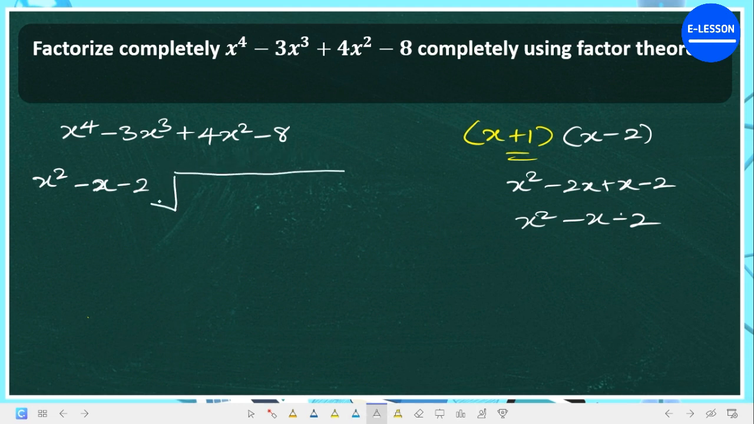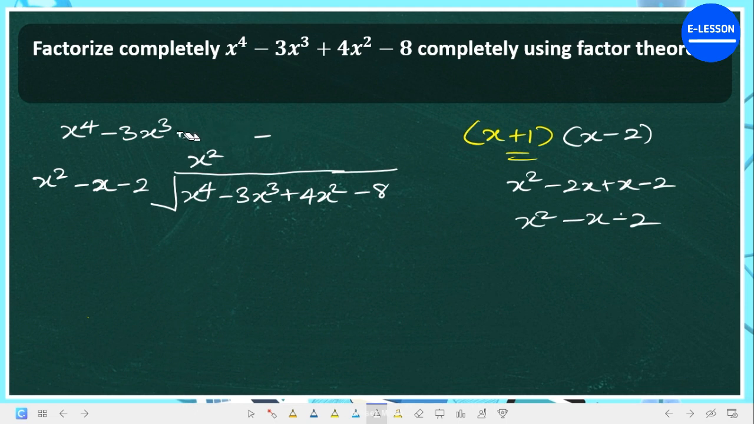There you have this. What are you dividing? s to the power of 4 minus 3s to the power of 3 plus 4s squared minus 8. Now let's go. If s squared divides s raised to the power of 4, what are we left with? We are left with s squared.